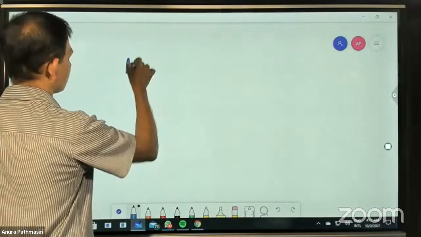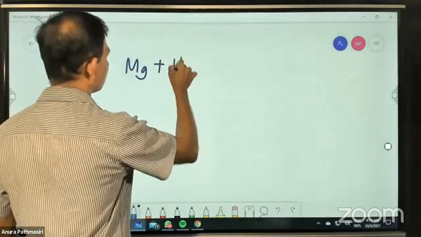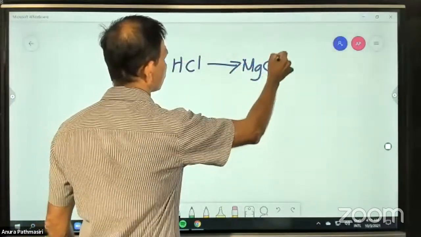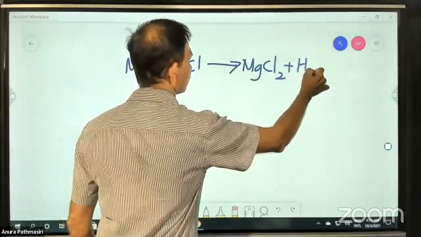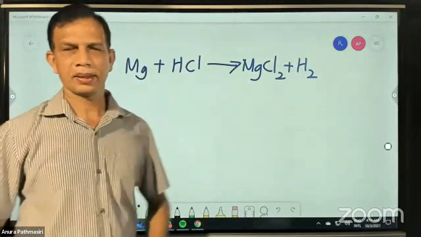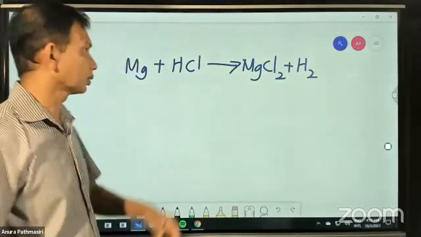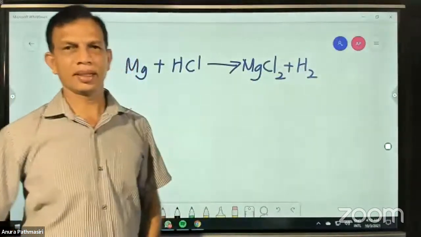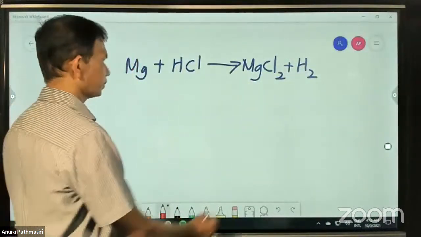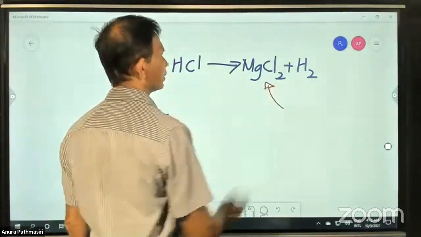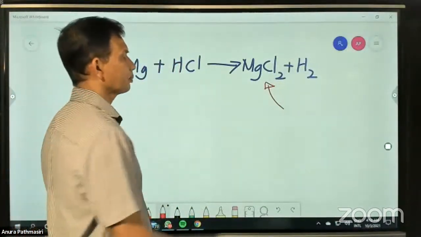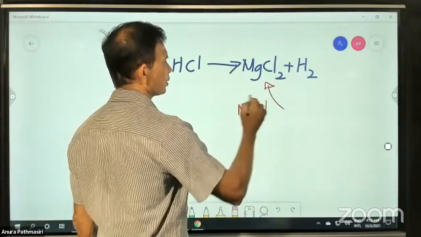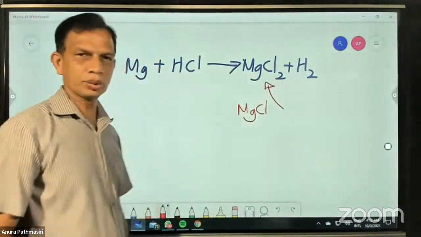If I say magnesium reacts with hydrochloric acid, it will make magnesium chloride and hydrogen gas. So that is the normal chemical reaction. Magnesium with hydrochloric acid, magnesium chloride and hydrogen gas. Now, sometimes there are students who can't understand how I wrote this magnesium chloride like MgCl2 rather than writing MgCl. Why did I put MgCl2?